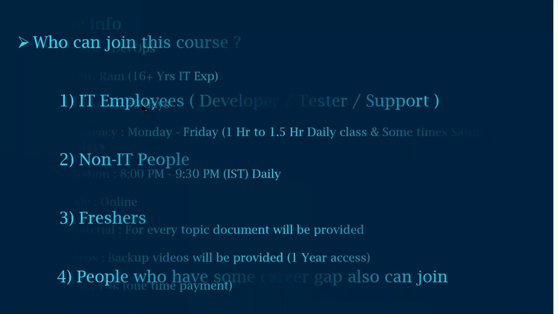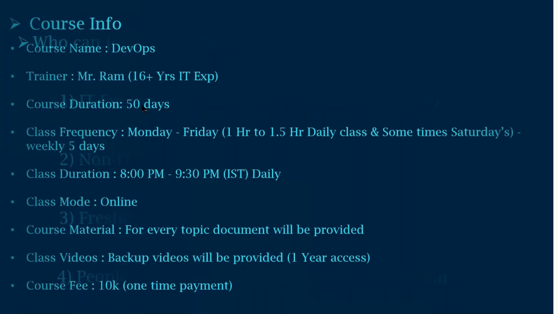So, course information. This course is the DevOps Master Program, and the trainer is me, Ram, with 16 plus years of experience. The complete DevOps course duration is 50 days. Class frequency is Monday to Friday, 1 to 1.5 hours daily, sometimes Saturdays also. Class timing is 8 p.m. to nearly 9:30 p.m.